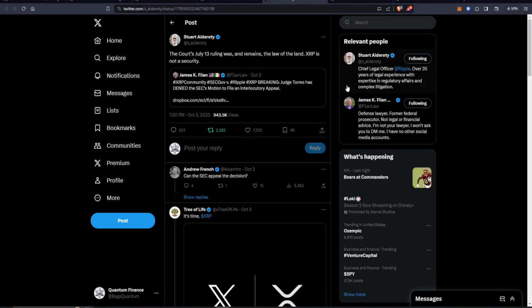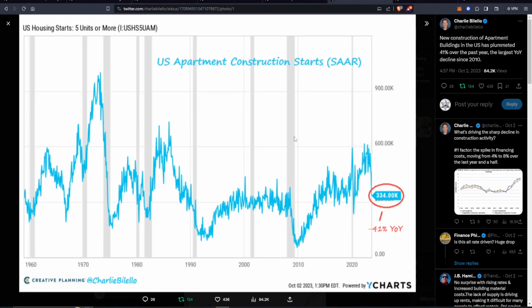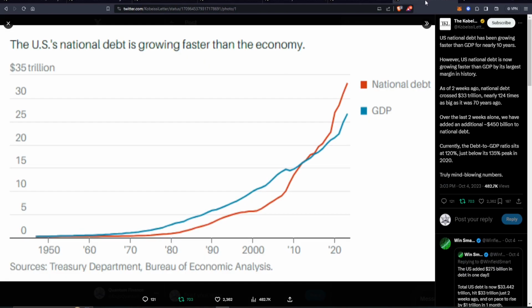We also had some news coming out from the Ripple lawsuit, that the judge did deny the SEC's motion to file an interlocutory appeal. We also have new construction of apartment buildings in the U.S. plummeted 41% over the past year, the largest year-over-year decline since 2010.